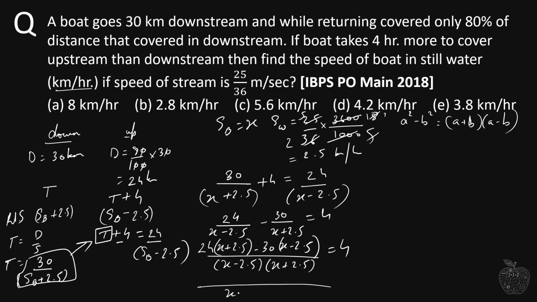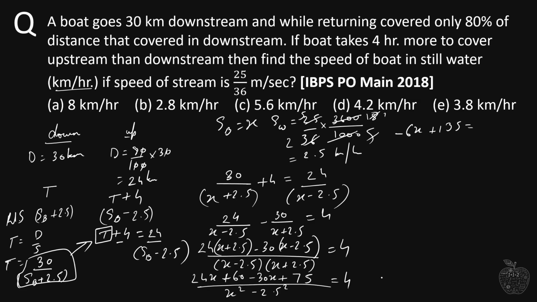We get a square, which is x square, minus b square, which is 2.5 square, and in the numerator we get 24x plus 24 into 2.5, which is 60, minus 30x, minus minus gets added, plus 30 into 2.5, which is 75, and this is equal to 4. Okay, now moving further, we know 24x minus 30x is minus 6x, plus 60 plus 75 is plus 135.